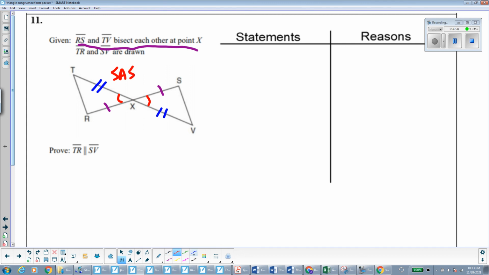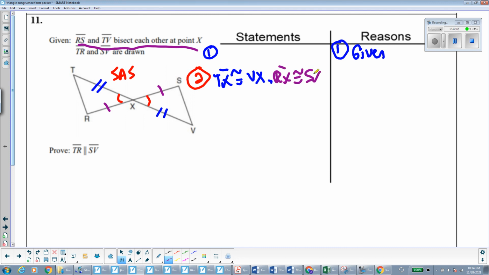So let me get this into the proof, and then we'll talk about how we're going to prove that TR is parallel to SV. So just to not make this video go on forever, I'm just going to not write out my givens here, but you definitely should, especially on a test. Your givens are your starting points, and they are necessary. So then I'm going to put in the conclusions that we drew from the givens, so that TX is congruent to VX, and that RX is congruent to SX. And we know that because we were told that the line segments bisect each other.